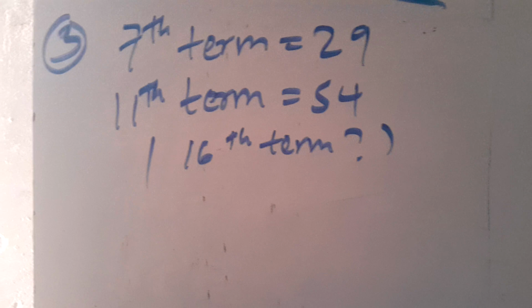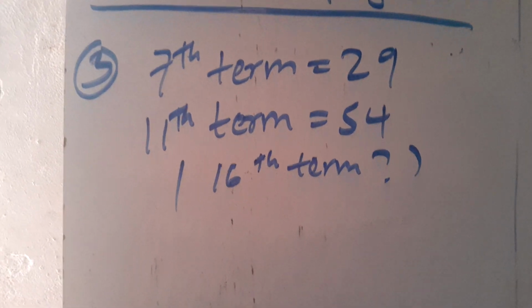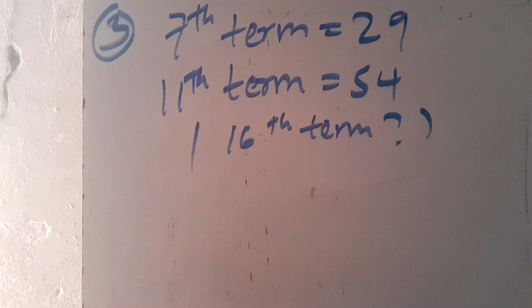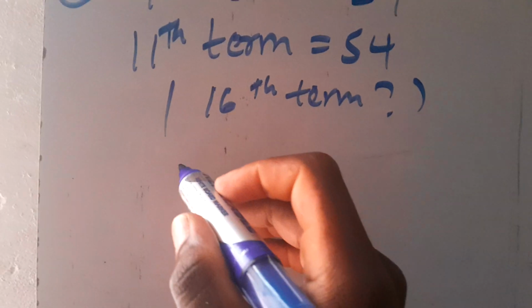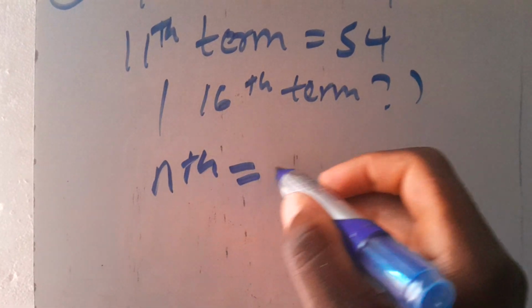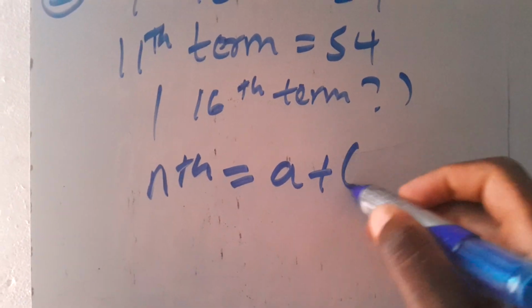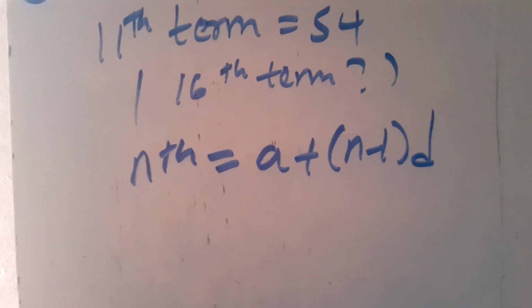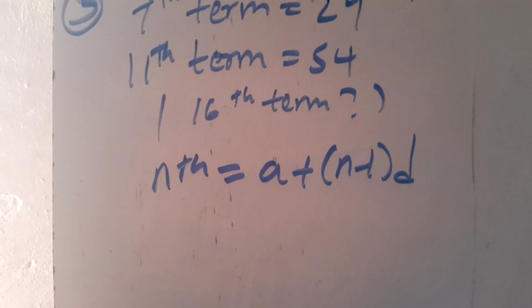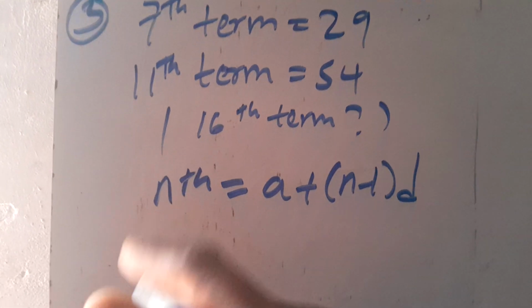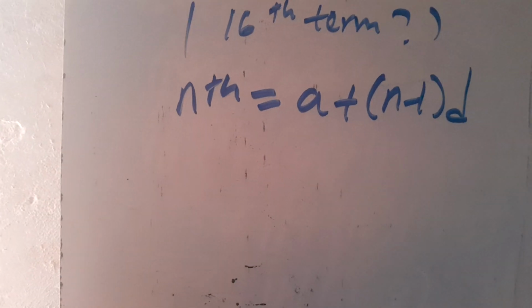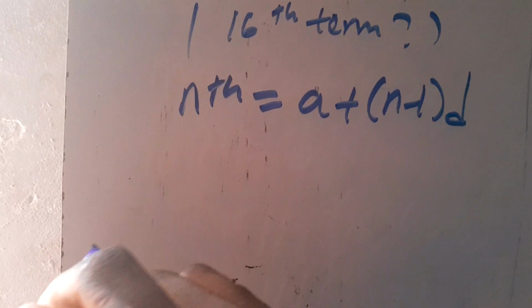Right, the 7th term is equal to 29. How do we find the 7th term? We said that the formula for finding the nth term is equal to a plus n minus 1 times d. In our case, we don't know what a is, and we also don't know what d is, but we know what n is. We will form equations and then we will work out the equations.